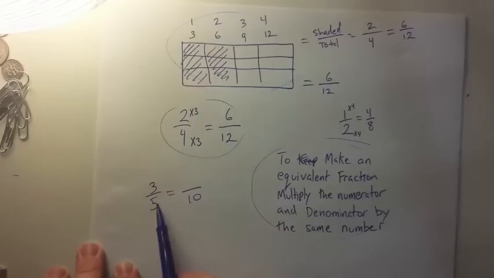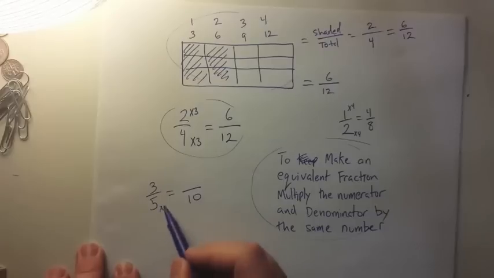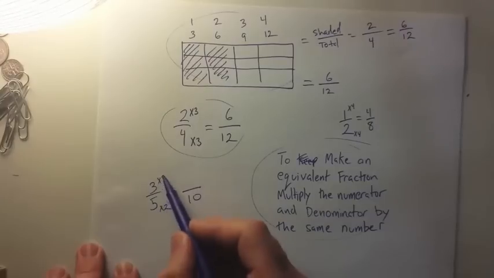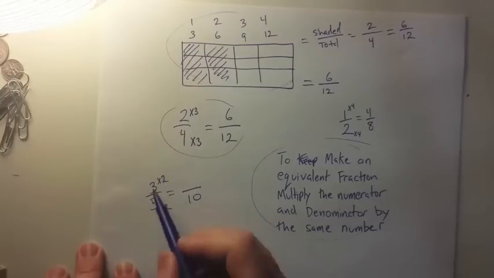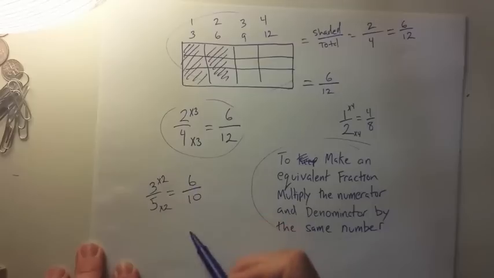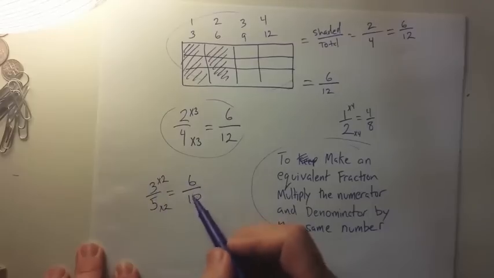Now remember that you have to multiply the numerator and the denominator by the same number for it to be an equivalent fraction. Okay? Now to get from 5 to 10, we had to multiply by 2. And that means that we also have to multiply the numerator by 2. And 3 times 2 equals 6. So what we have is that 3/5 is equal to 6/10.